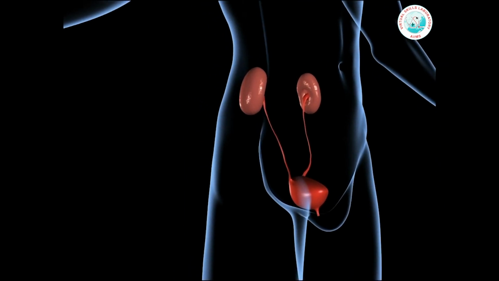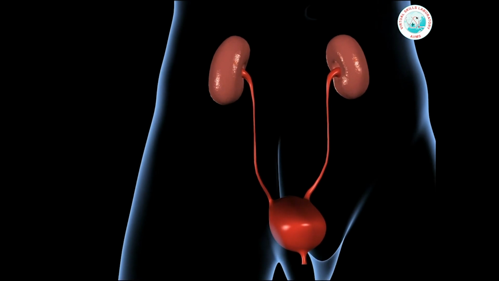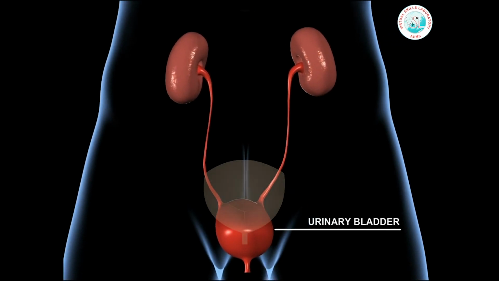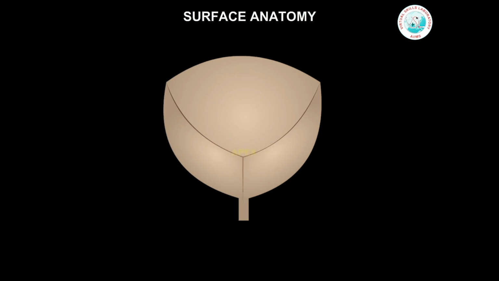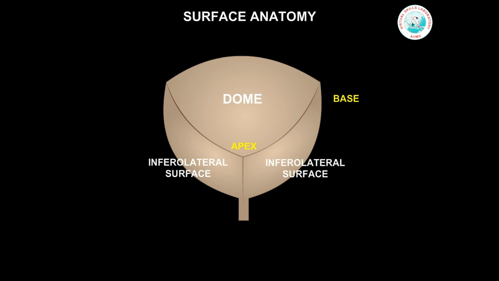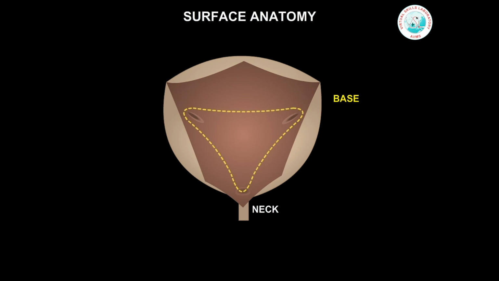The urinary bladder. The urinary bladder is a hollow muscular organ sitting on the pelvic floor that collects and stores urine. It has a shape of a three-sided pyramid with the apex directed forward and its base directed backwards. So it has an upper surface known as the dome of the bladder and two infralateral surfaces. The inferior angle of the pyramid from where the urine flows out is called the neck of the bladder. The trigone is the smooth triangular area between the openings of right and left ureters and the internal urethral orifice.